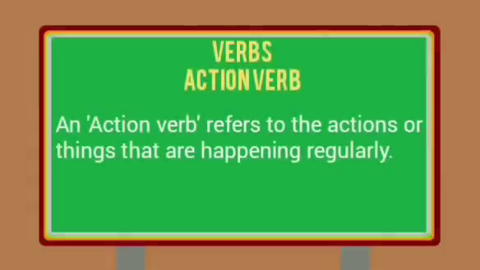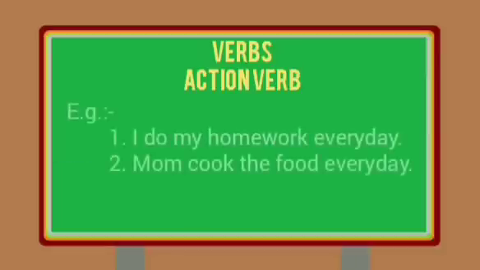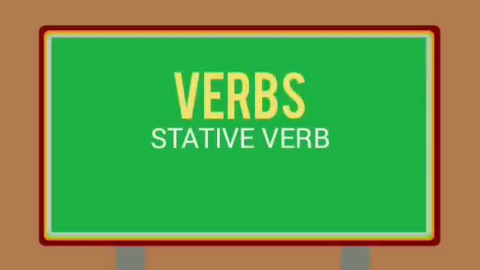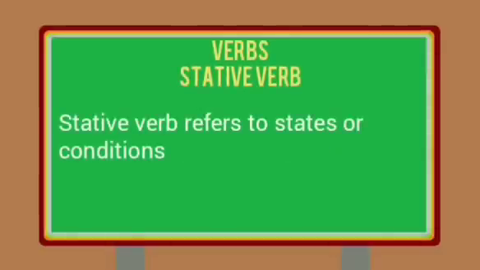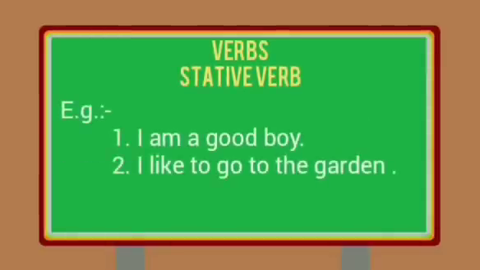An action verb refers to the actions or things that are happening regularly. For example, I do my homework every day. Or, Mom cooks the food for us every day. The stative verb refers to states or conditions. For example, I am a good boy. I like to go to the garden.